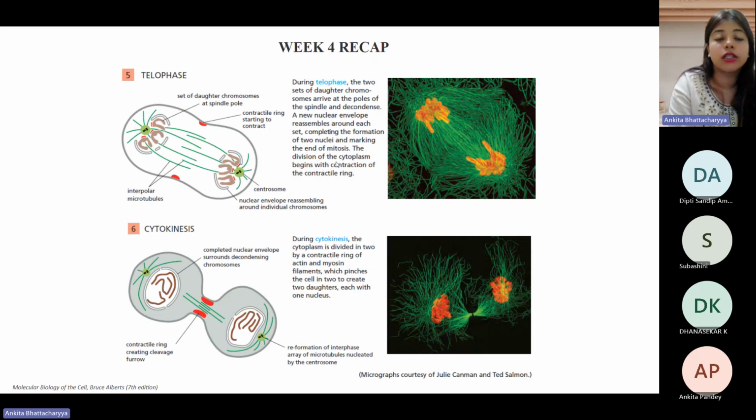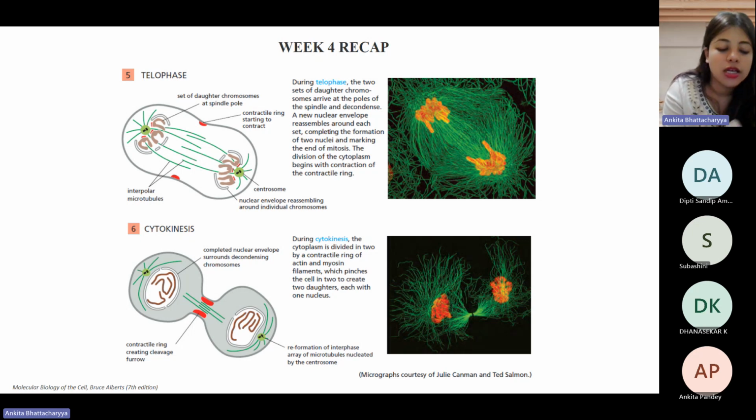Following this comes telophase. During telophase, the two sets of daughter chromosomes arrive at the poles of the spindles and now they start to decondense. If you look at the schematic, you would be able to see that there is some reassembly of the nuclear envelope which has started to occur. Again, this is not visible in the micrograph because they have not specifically stained for it, but it does take place.